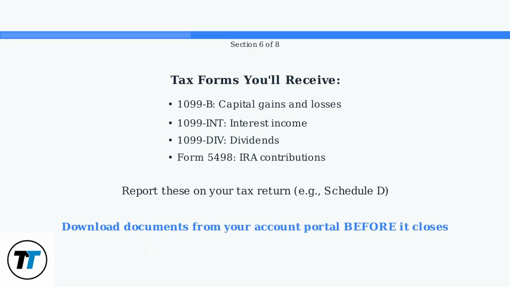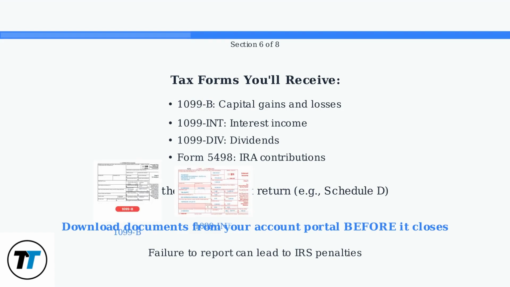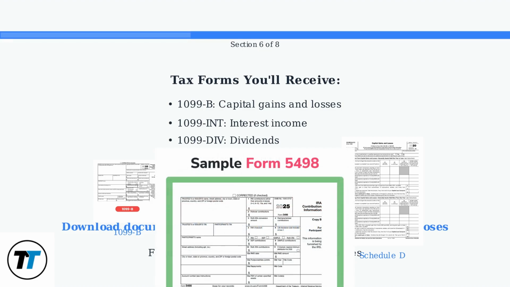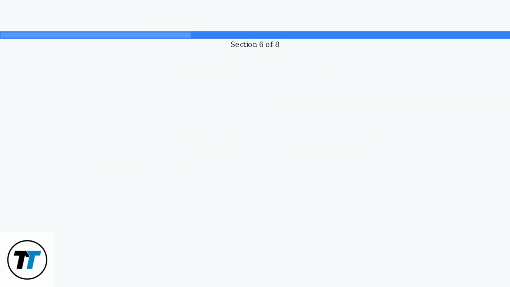Make sure to download these documents from your E-Trade account portal before the account fully closes. If you don't report this information on your taxes, you could face penalties from the IRS. Here are examples of the tax forms you'll receive. The 1099-B shows proceeds from sales. The 1099-INT reports interest earned. The 1099-DIV lists dividends. Schedule D is where you calculate your gains and losses, and Form 5498 tracks IRA contributions.